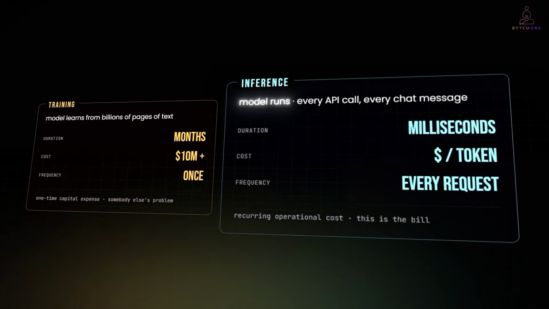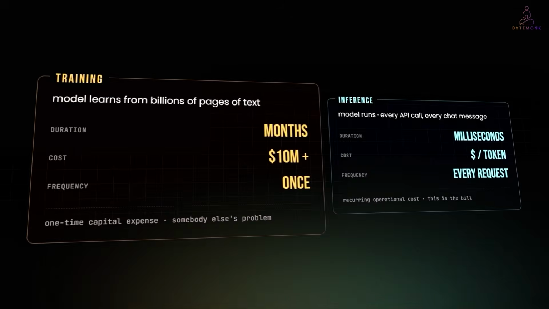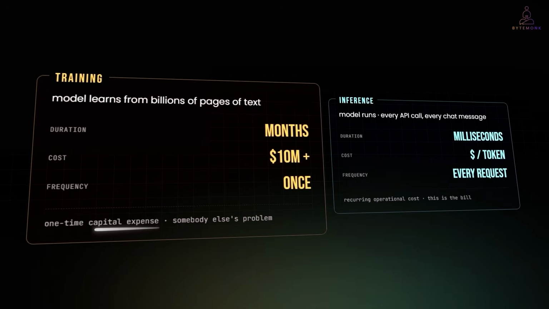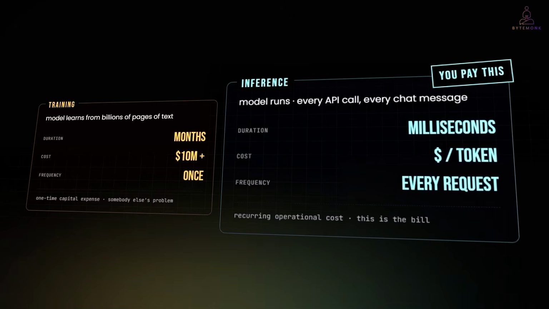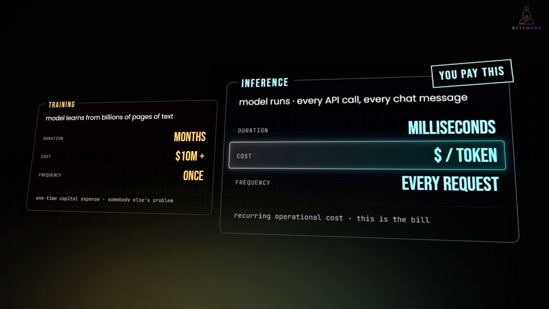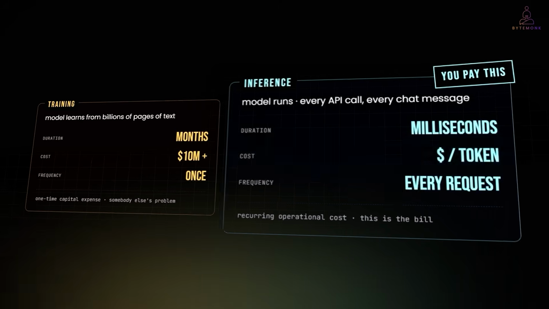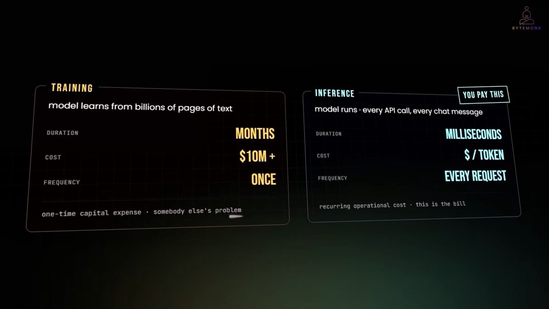Inference is when the model runs. Every time you call the API, every time someone types a message to ChatGPT, every time your application sends a prompt, that's an inference. The model is just executing. It is using what it learned, not learning anything new. Training is a one-time capital expense. Inference is what you pay for every single day, on every single request. So when we talk about cost, latency, and scaling, we are always talking about inference. Training is somebody else's problem.